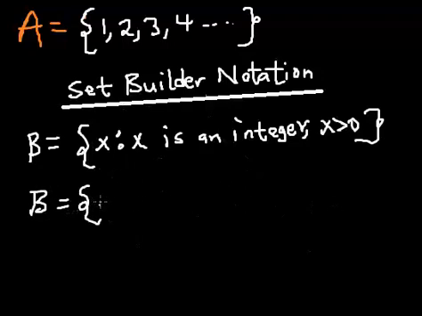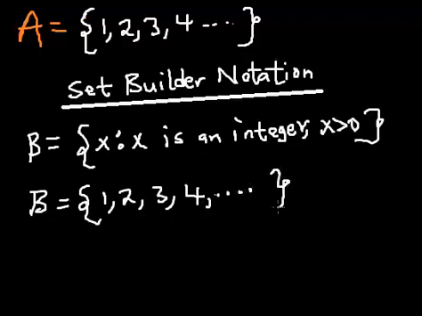So B is going to be 1, 2, 3, 4, dot dot dot. The person seeing this knows that it continues like that, probably to infinity, since there is no range for B. I hope that is well understood.